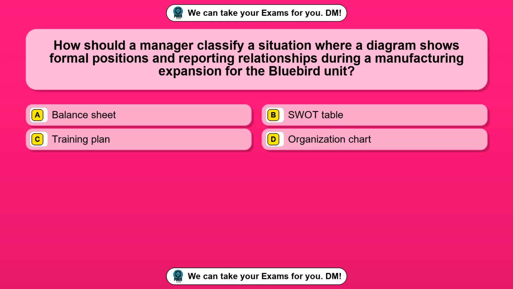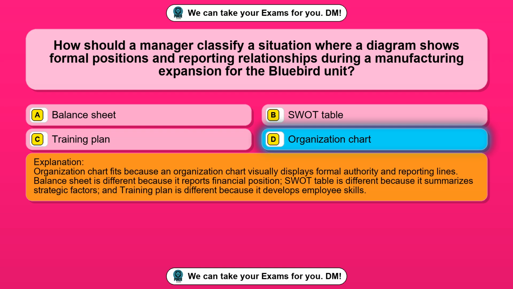Question 84. How should a manager classify a situation where a diagram shows formal positions and reporting relationships during a manufacturing expansion for the Bluebird unit? Option A, balance sheet. Option B, SWOT table. Option C, training plan. Option D, organization chart. The correct answer is option D, organization chart.